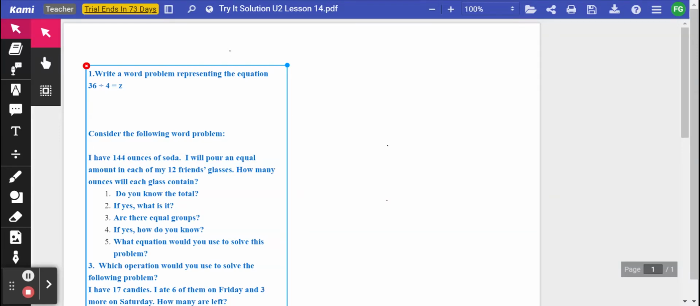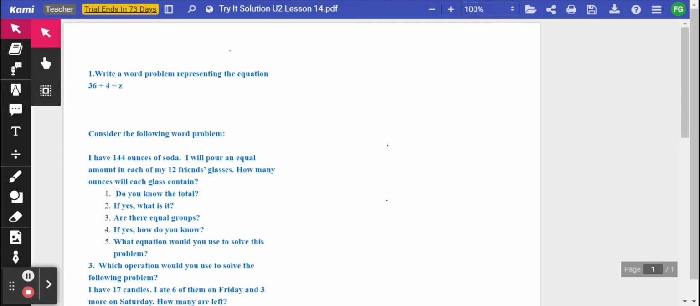Okay, for today's Try It section, the first question asked us to write a word problem for the equation 36 divided by 4 equals z. Because this is a division problem, we need to make sure that when you wrote one, you have the total of whatever you were talking about in the problem. So the total has to be 36, and that 36 would be broken into 4 equal groups. It doesn't matter what you're talking about or how you personally chose to write your word problem. As long as it's 36 in total and split into 4 equal groups, that will be a division problem.